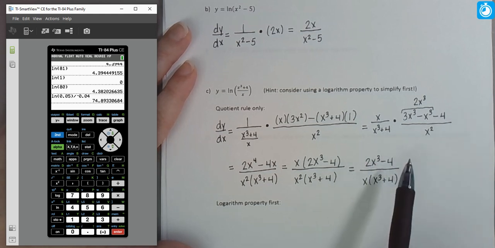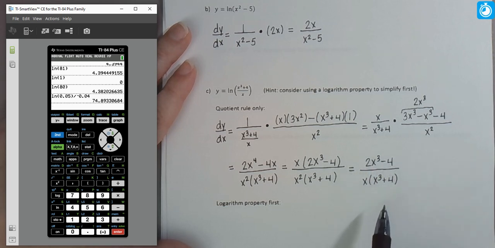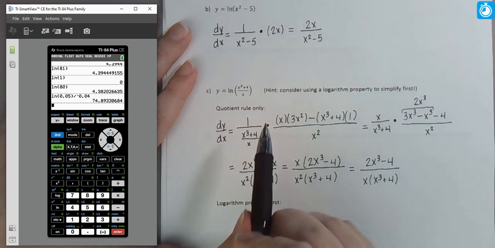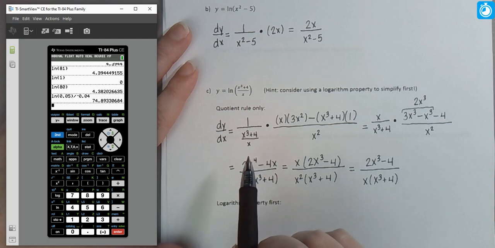Notice nothing else is going to cancel. It almost looks like maybe we could do something here, but because we can't cancel the whole factor, that's about all we can do. We could distribute the x in the denominator if we want, or we can just leave it as is. So that's one approach to using the chain rule and then the quotient rule to take this derivative. The drawback maybe to using that strategy is notice you end up with a fraction inside of a fraction, which may or may not be daunting to see.